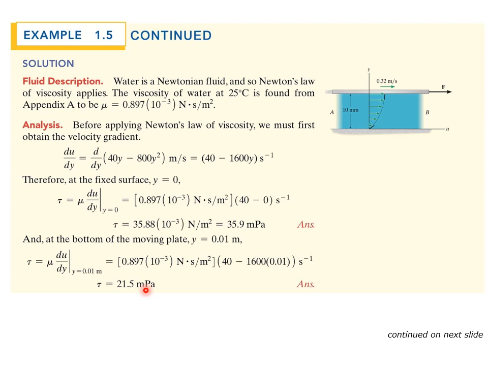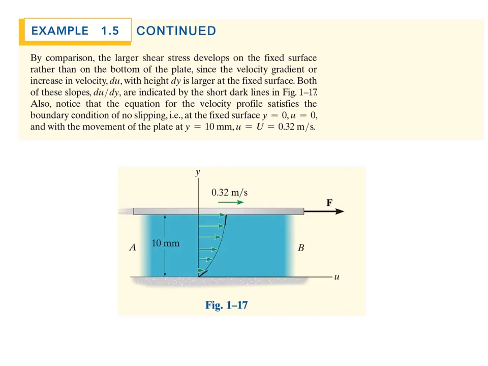So you can see it has a different tau value at the bottom and the top of the plate. So he concludes by saying that the larger shear stress develops on the fixed plate surface rather than at the bottom of the plate, since the velocity gradient is higher up at the top of the plate, which makes perfect sense.